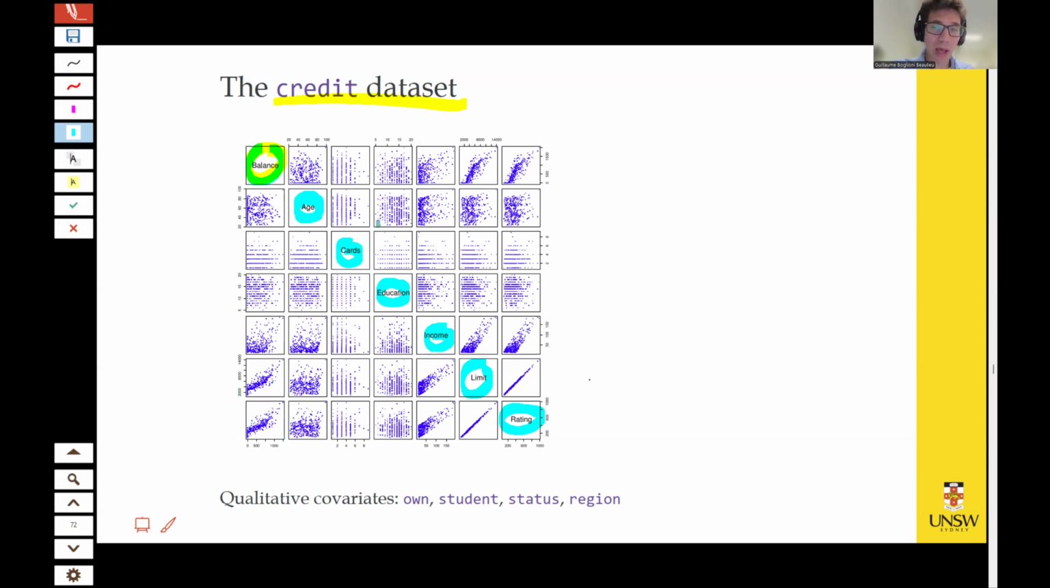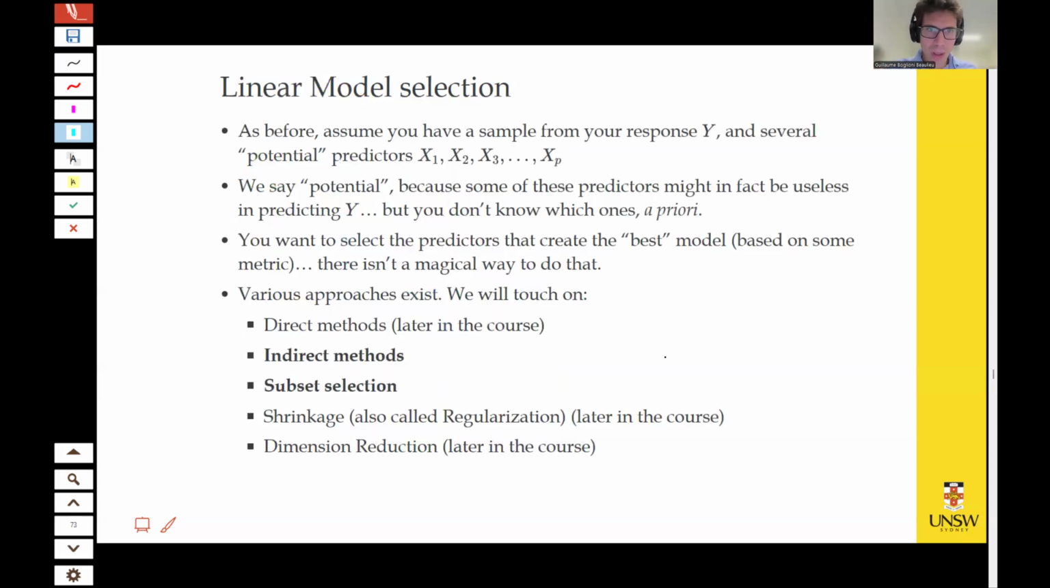Now you do also have the scatter plots of the predictors against each other, right? So age versus cards doesn't look like there's much of a link there, but for example, limit against rating, the relationship is extremely strong, and we'll see that this is a potential problem called collinearity, but this is for the next section, hence the next video as well. For here, what we discuss is linear model selection.